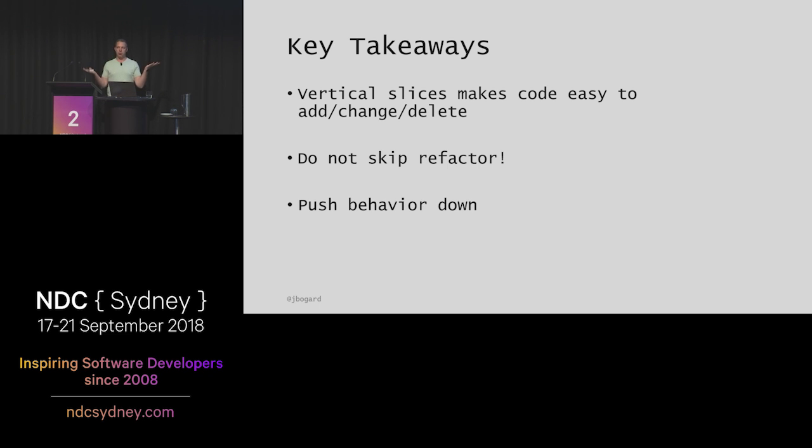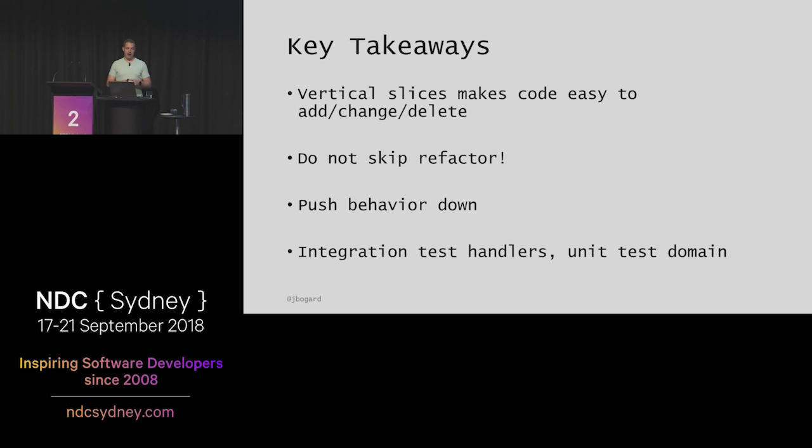Try as much as possible to push your behavior down into the domain model so that the complicated logic is unit testable and you can get that quick feedback. And then finally, I recommend integration testing your handlers and unit testing your domain. Don't unit test your handlers. There's not really value in it. You want to mimic as much as possible how your real system behaves. And so that means integration tests.